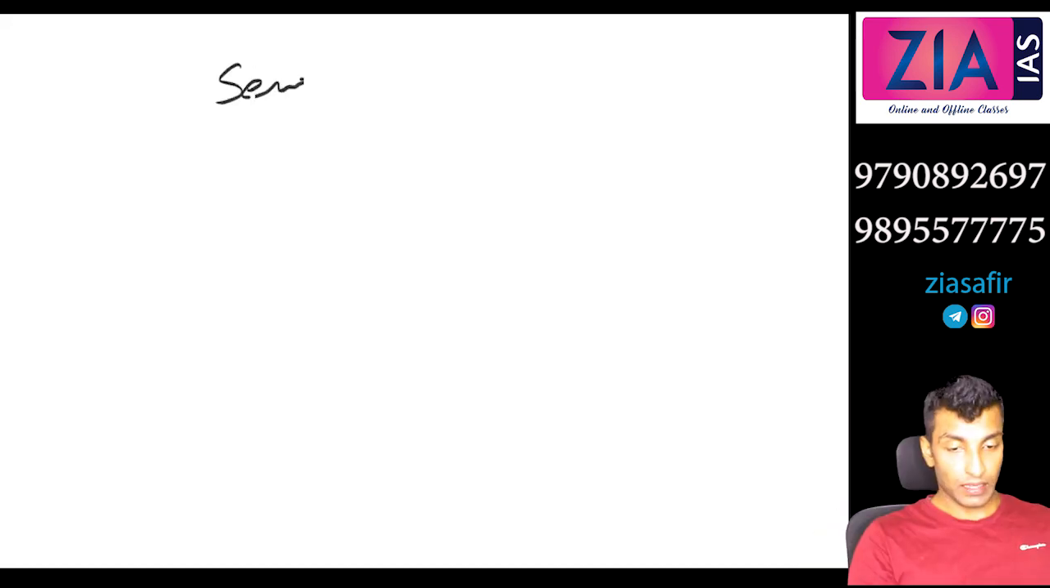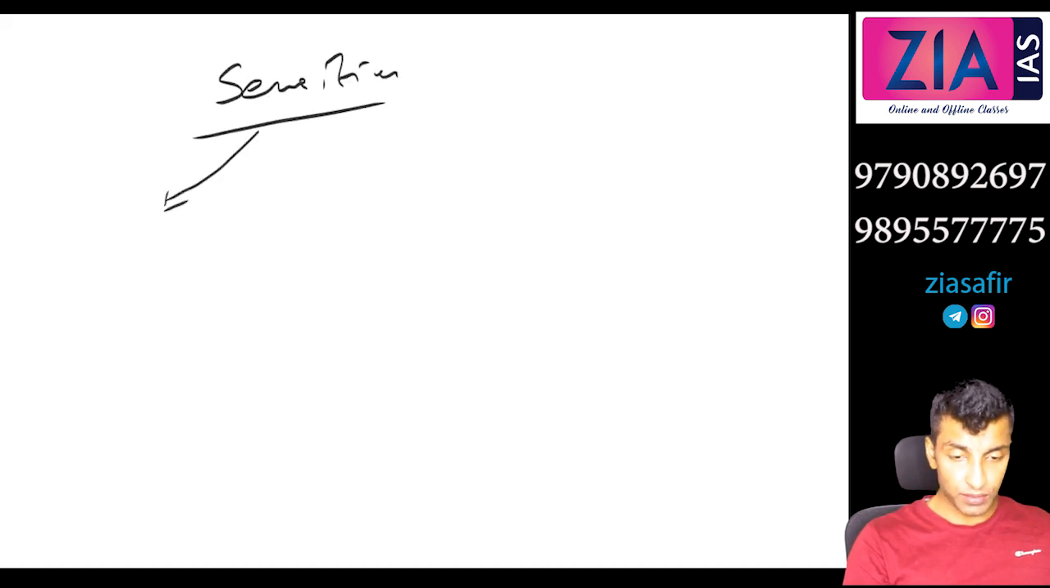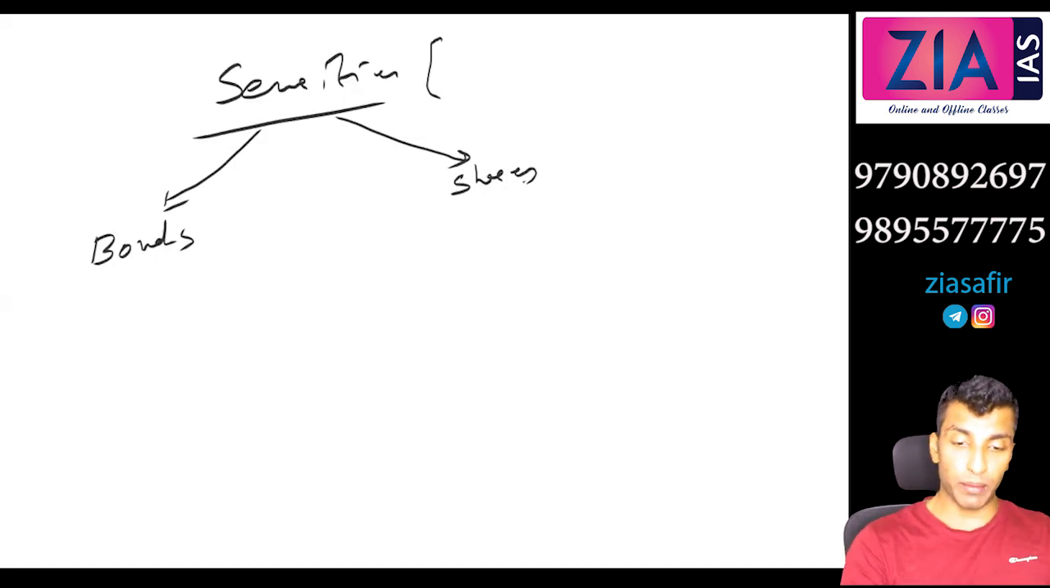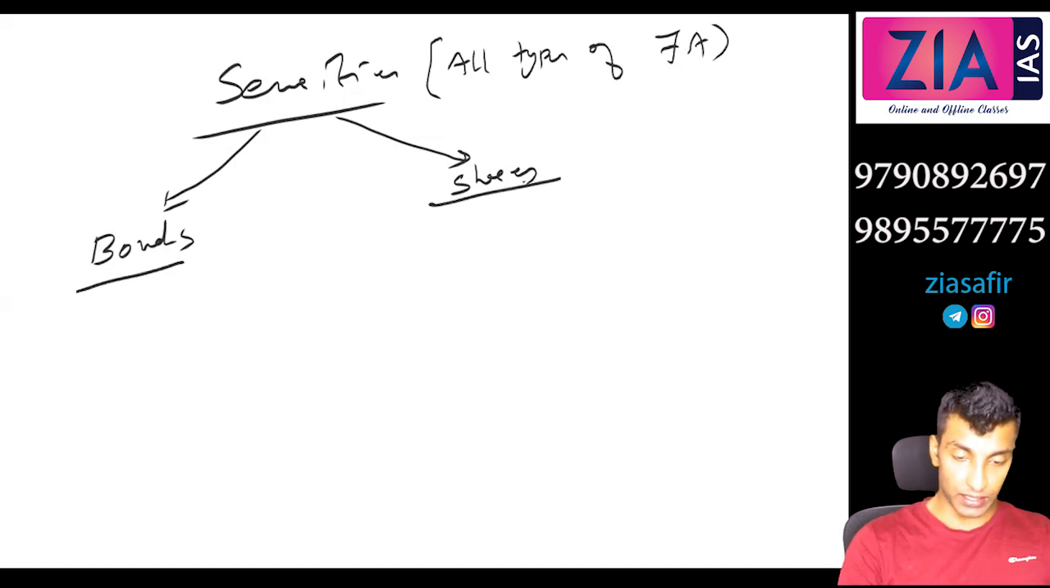So next is securities. Securities, okay. So what are the securities? Different types. Bonds, right? Bonds and shares. What do you mean by securities? Any type of financial assets are securities. You can write in bracket, all types of financial assets are securities. So it can be bonds, it can be shares.